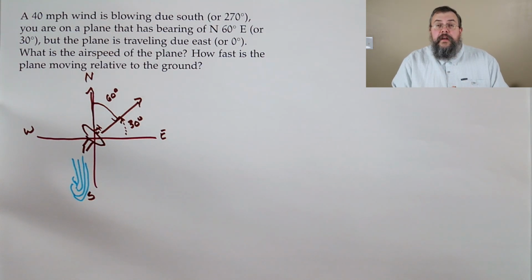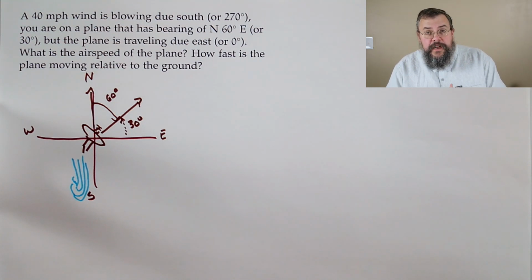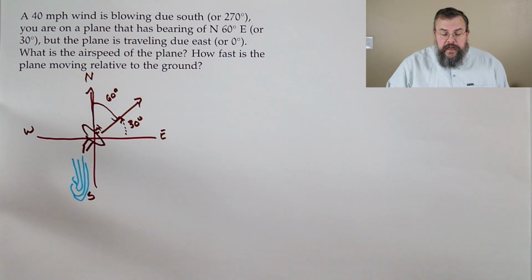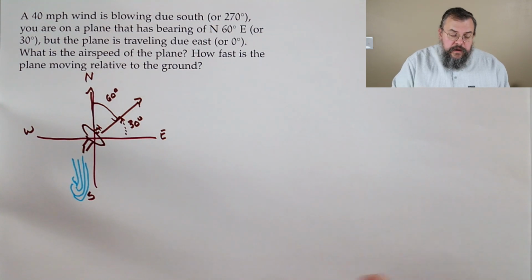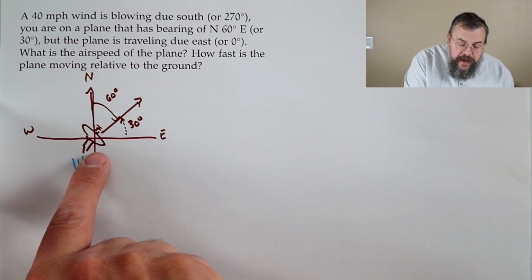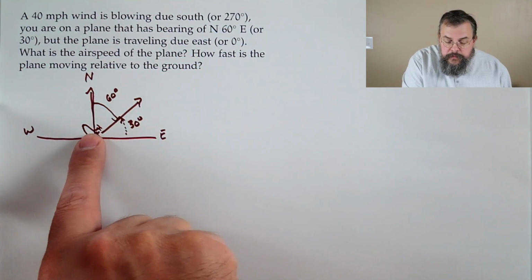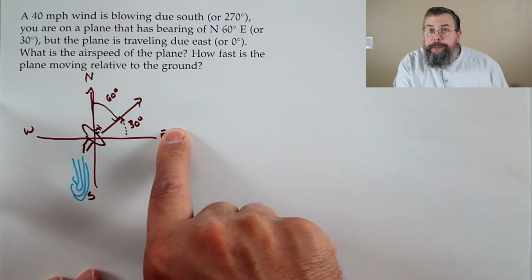In other words, that's the direction the plane is turned. But that doesn't mean that's the direction the plane is traveling relative to the ground. It says here that the plane is traveling due east. In other words, because of the wind, instead of moving in the direction that the plane is pointing, the movement is directly in that way.